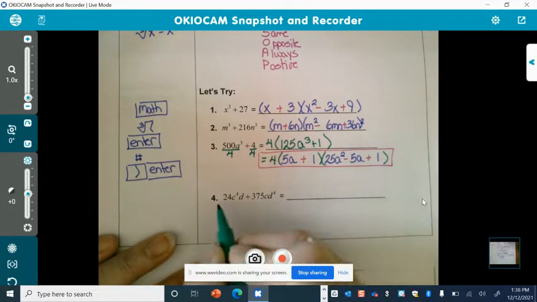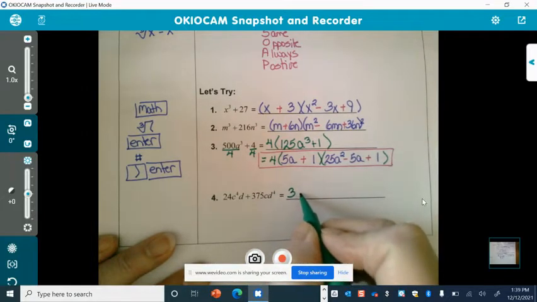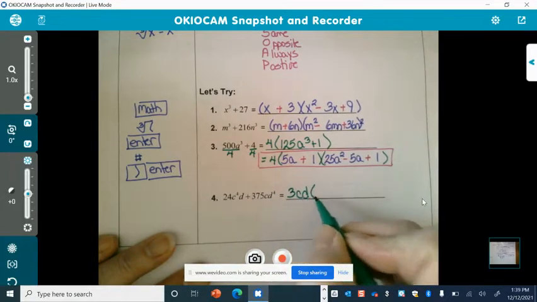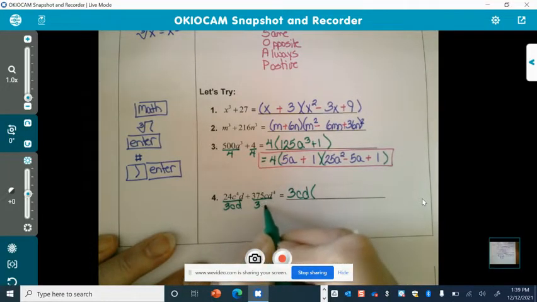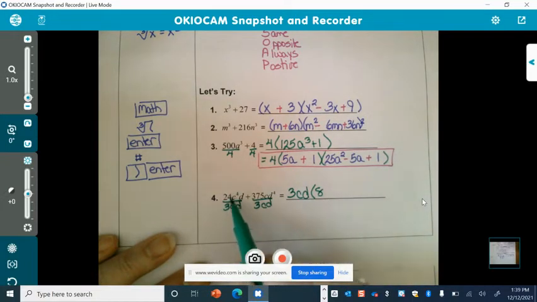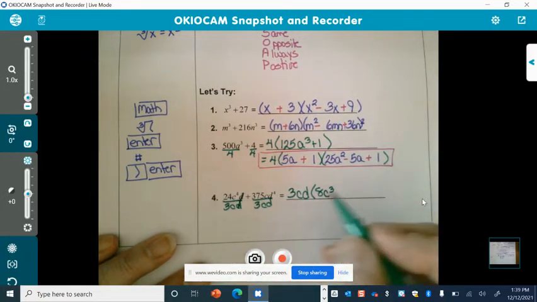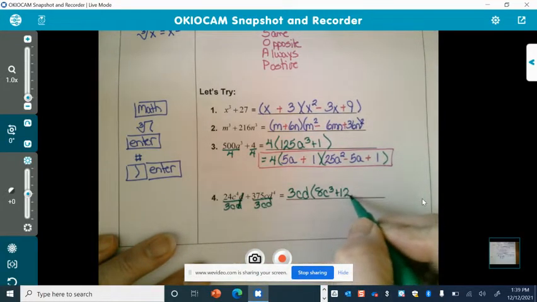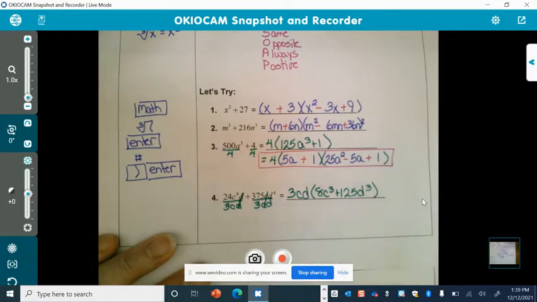All right, I definitely have a greatest common factor, and I'm thinking 3CD. So if I divide both terms by 3CD, that will give me 8, and that's how I decided on the 3. What perfect cube was a factor of 24? Okay, c to the third power, the d's cancel out, plus 125, c's are gone, d to the third power.